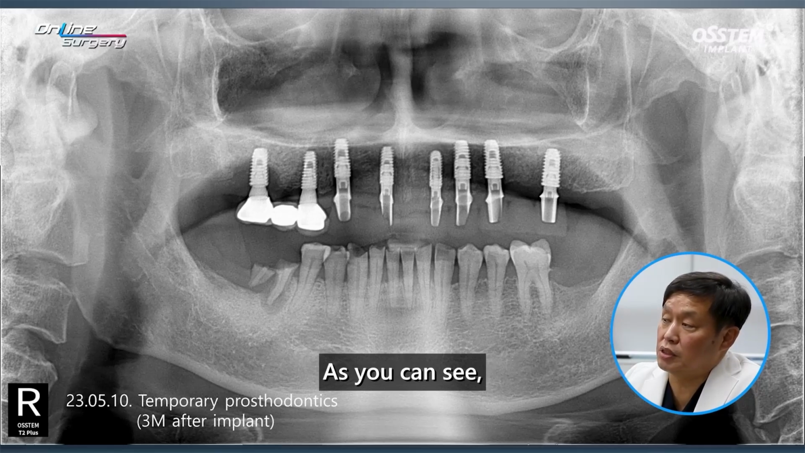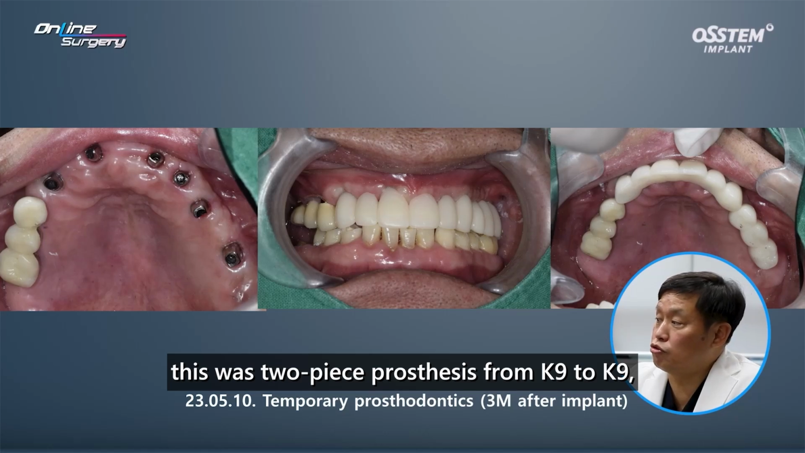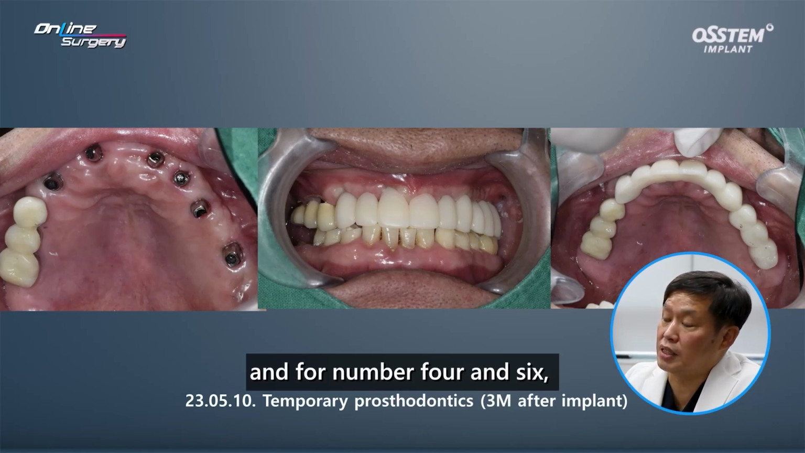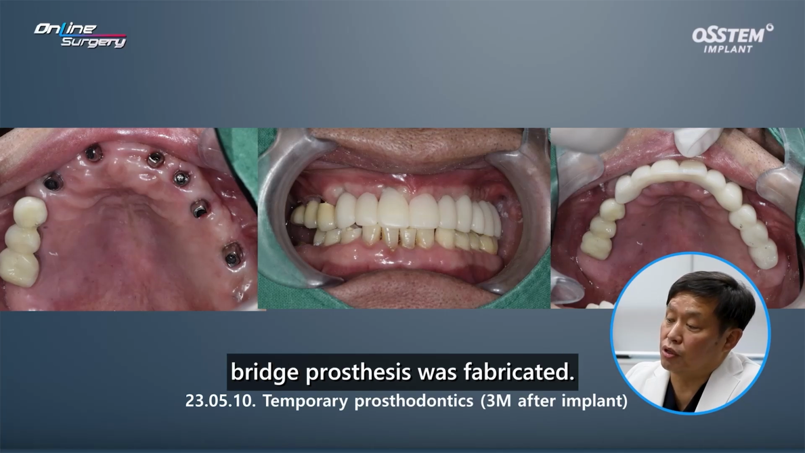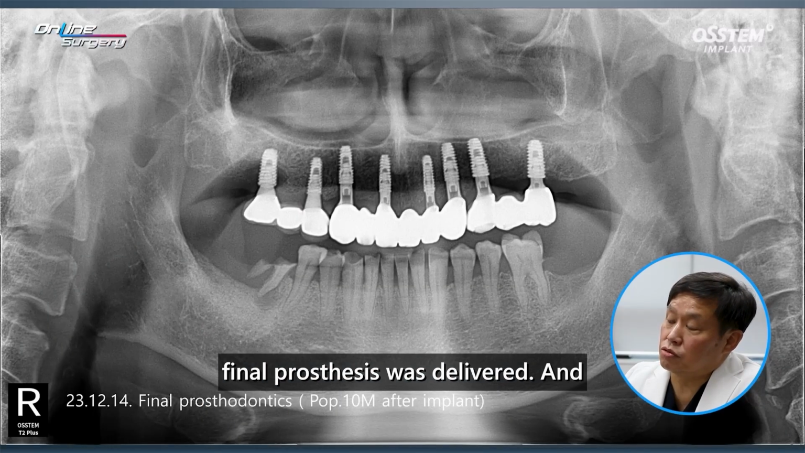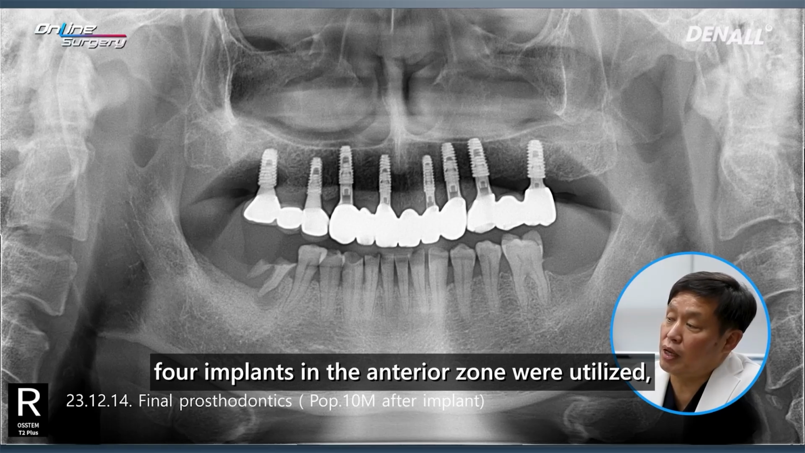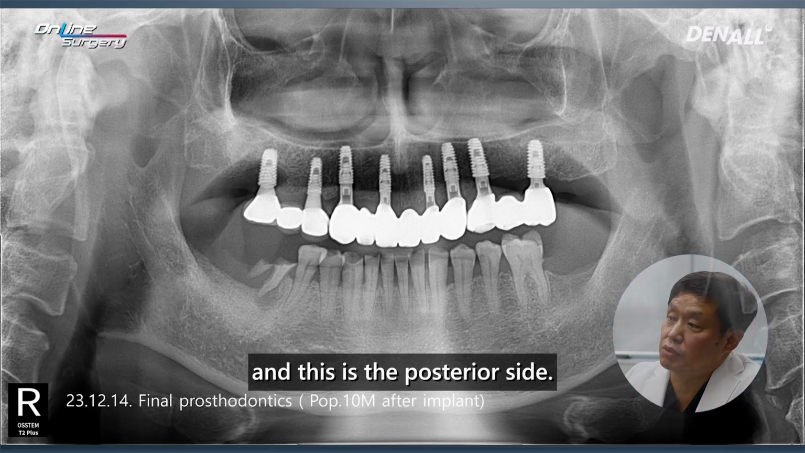As you can see, this was a 2-piece prosthesis from canine to canine, and for number 4 and 6, a bridge prosthesis was fabricated. 10 months after surgery, the final prosthesis was delivered. For the 6 anteriors, 4 implants in the anterior zone were utilized, and this is the posterior side.